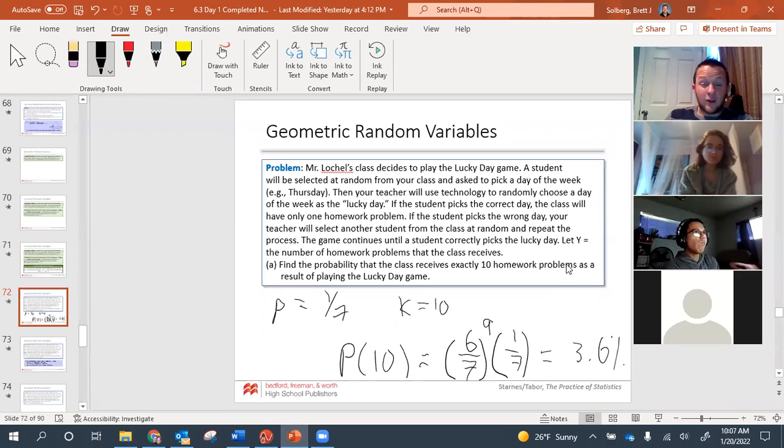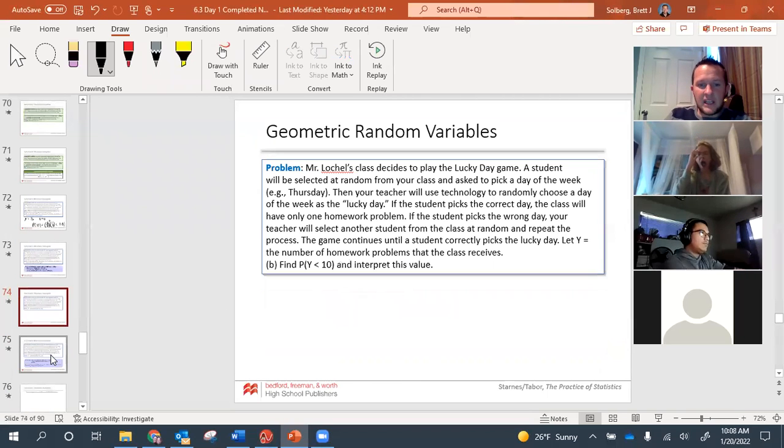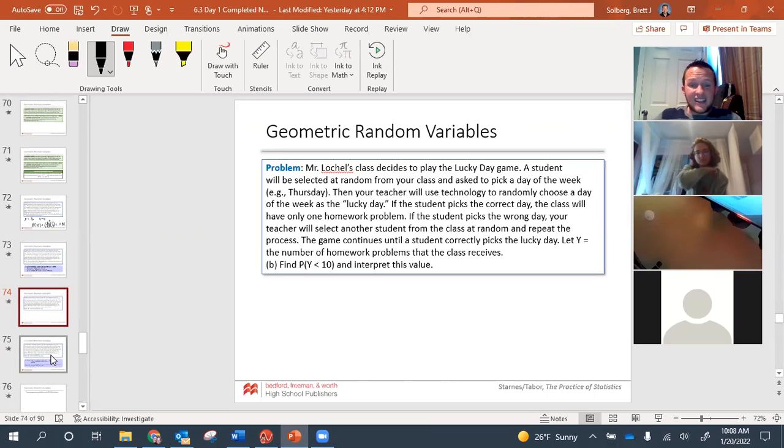Now I could figure that out with other ones and say, what's the probability you only get 1 or the probability you only get 2? But these are going to be PDF questions. Find the probability that y is less than 10. Now we're not doing a PDF. What are we doing?